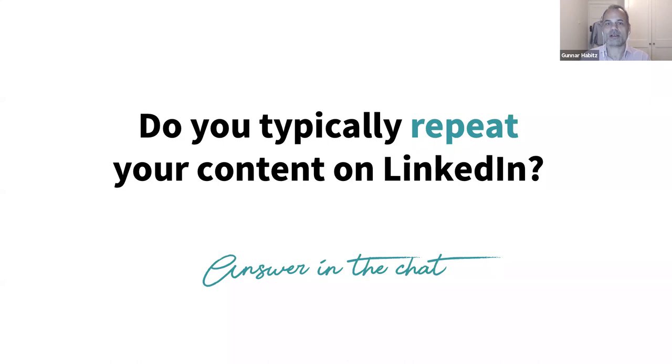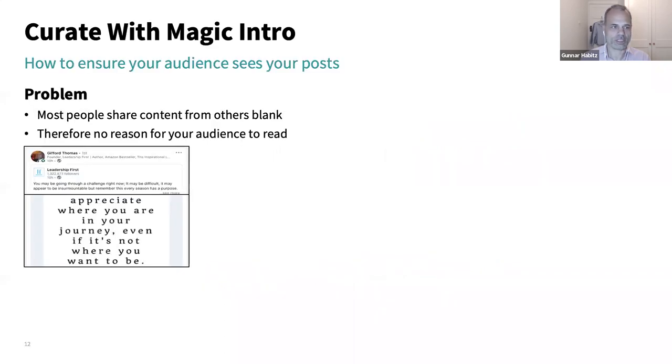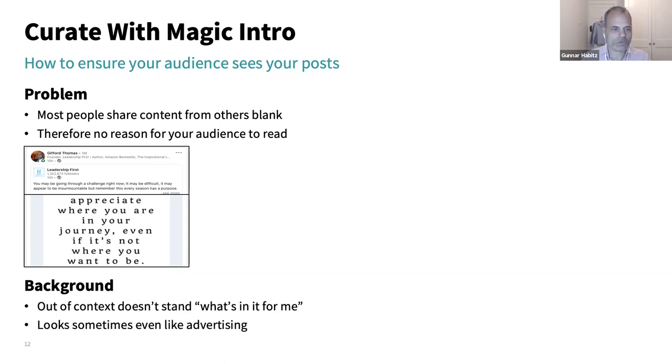And as you are in a procurement and buying profession, it would be actually very interesting because there's so much about selling. So use your content. The tricky thing is, if you reuse it, it might come in a different type of context. So how can you ensure that the audience sees your post? That's a tricky thing. Take this example, Gifford Thomas. He has a book about leadership quotes. He took something, but he didn't really add anything to it. So I asked myself, why does he do that? What's in it for me to read it? It looks even like advertising.